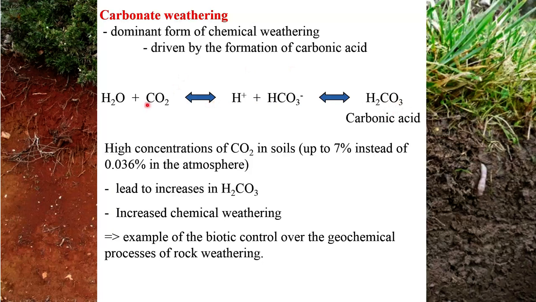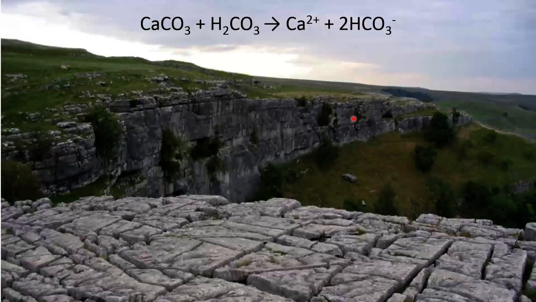That's the wrong way around. But anyway, water and CO2 react together to form carbonic acid. Okay, so carbonic acid is an acid that attacks rocks. So if you have more biological activity, that leads to increased chemical weathering. I should fix that equation. I'm not going to fix that equation now.